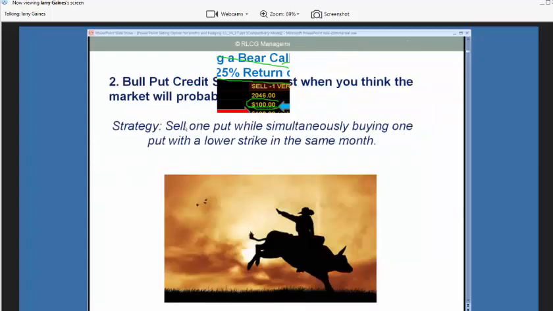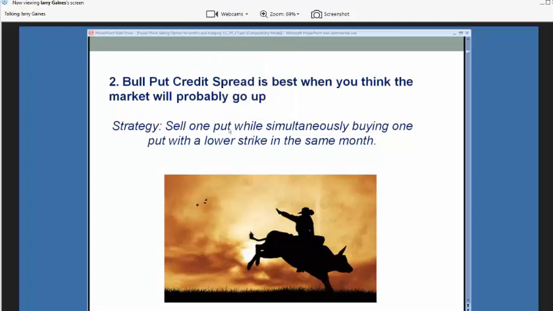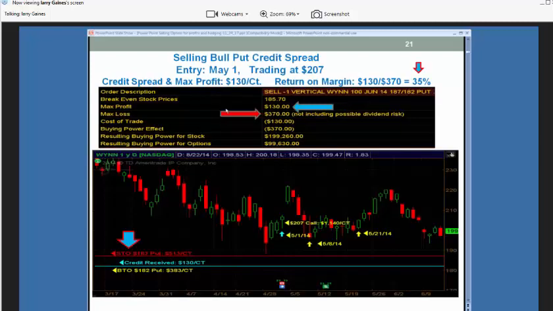Now the other one is the bull put credit spread, and this is a credit spread that's used when you think the market's going to go up, and basically you're selling a put while simultaneously buying another put with a lower strike in the same month. So it's a hedge strategy. You don't have unlimited risk if you're wrong. And here's an example of a bull put credit spread.